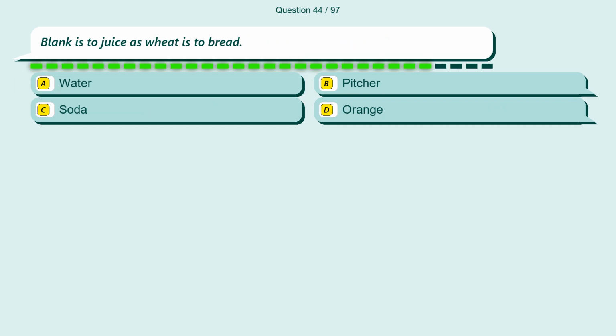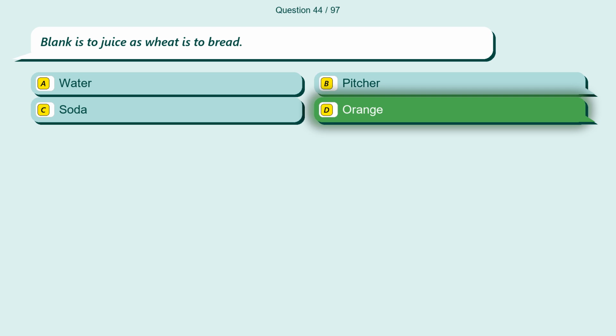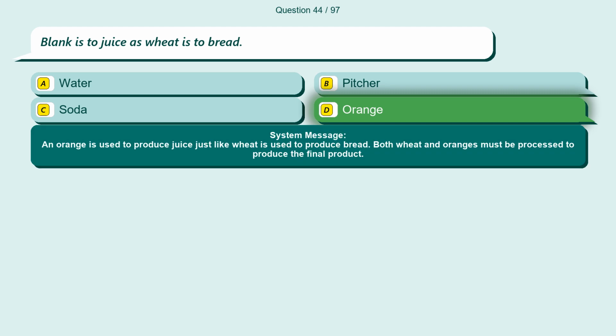Question 44. Blank is to juice as wheat is to bread. Option A, water. Option B, pitcher. Option C, soda. Option D, orange. The correct answer is option D, orange. An orange is used to produce juice just like wheat is used to produce bread. Both wheat and oranges must be processed to produce the final product.